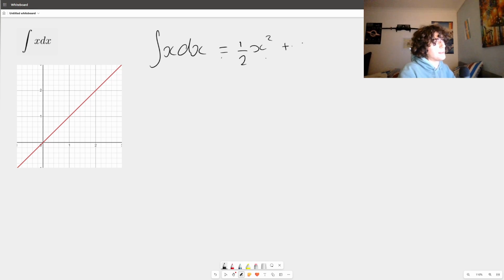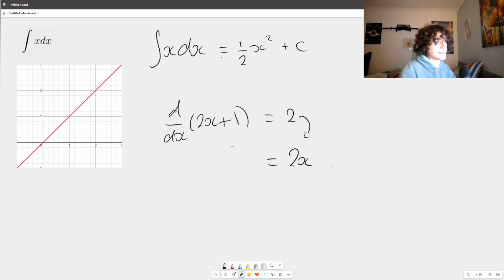Then we need to add c. So c is our constant of integration. Basically where this comes from is if you were to differentiate 2x plus 1, this would give you just 2. But the 1 has disappeared. If you're going to integrate this 2, it would become 2x. The reason why you need the c is because if you differentiate a function and then integrate it, you should get the original function. And this c, in this case, is the 1, but you don't always know that.